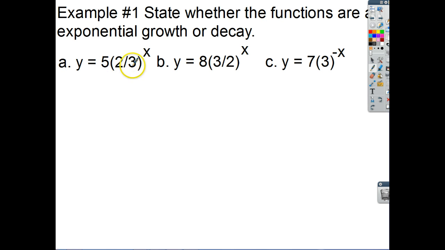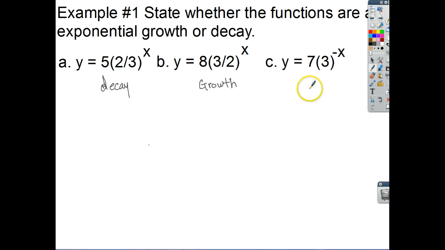Since 2/3 is between 0 and 1, we would call this decay. This is definitely decay. As you look at b, again, the 8 doesn't matter, and don't be fooled because you see a fraction in here. It has to be a proper fraction, and since 3/2 is an improper fraction, or greater than 1, this would be considered growth. This is going to be typical of questions that you're going to see on a test, where we'll ask you to distinguish whether something is growth or decay.